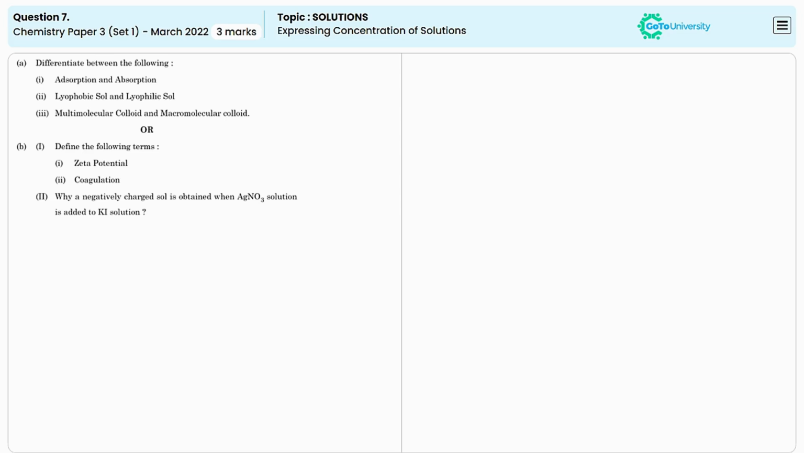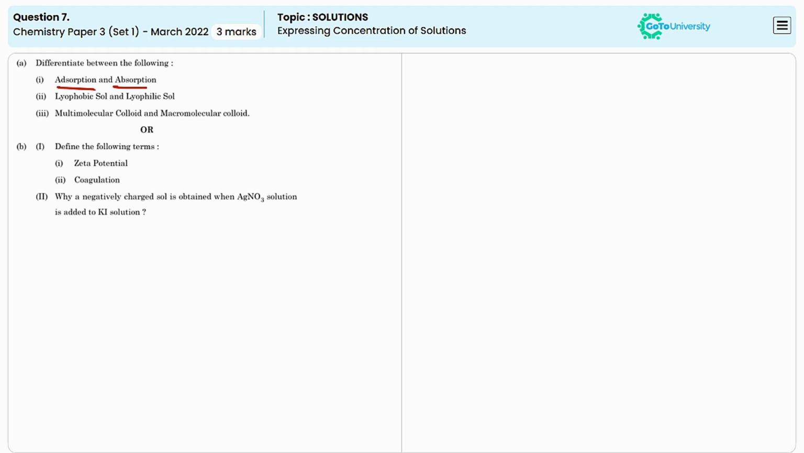In the first part of this question, we need to differentiate between adsorption and absorption. Both of them are distinct processes involving the interaction of substances, but they differ fundamentally in their mechanisms. Adsorption is the process where molecules or particles adhere to the surface of a solid or liquid. The substances stick to the surface of the adsorbent without penetrating into it, and it involves surface interactions, often through van der Waals forces or chemical bonds.